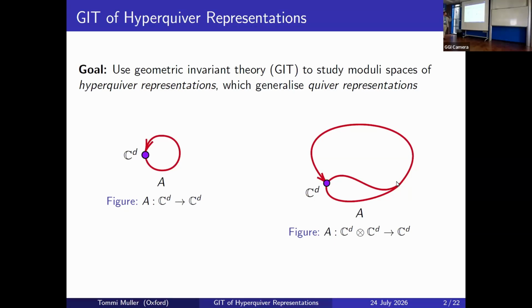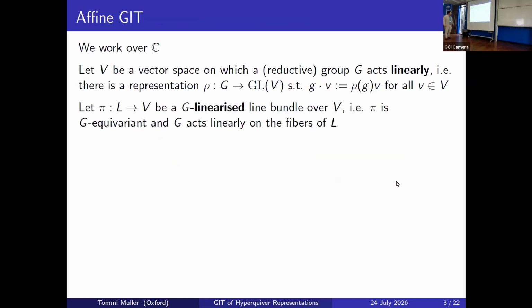So these are the kinds of objects we're going to look at, and to put everything in context and go over the background we need, I'll just quickly go over some GIT theory. For our setting, we need affine GIT, so we're going to work over the complex numbers. We have a vector space V on which a reductive group G acts linearly. The action is given by a representation rho like this. We also have a G-linearized line bundle over V.